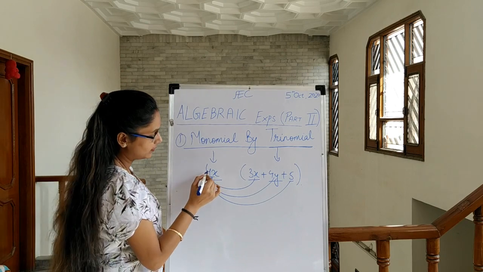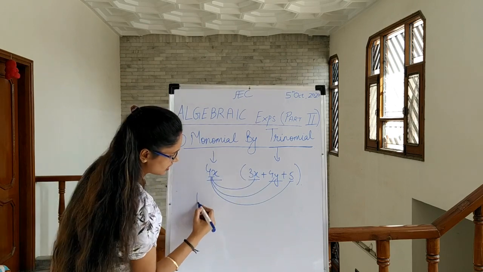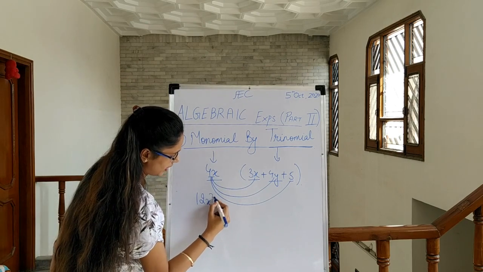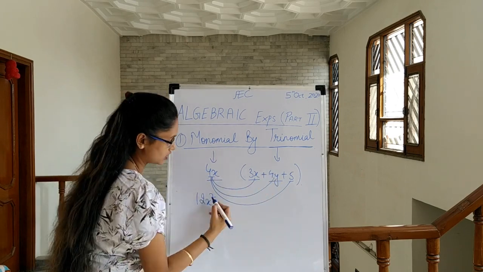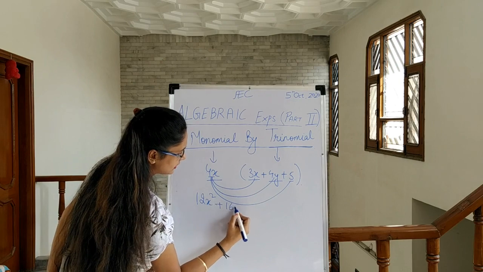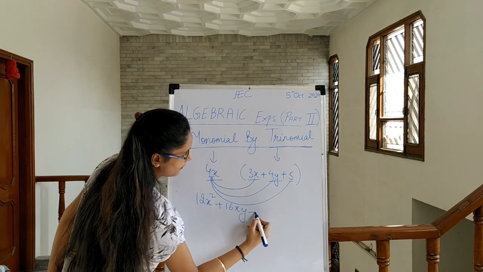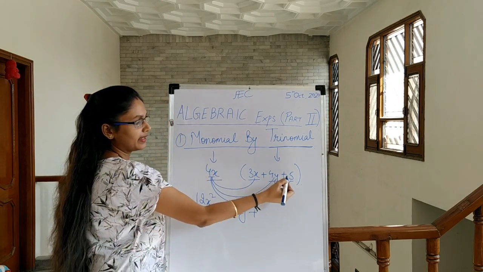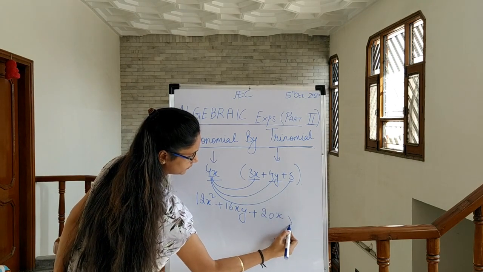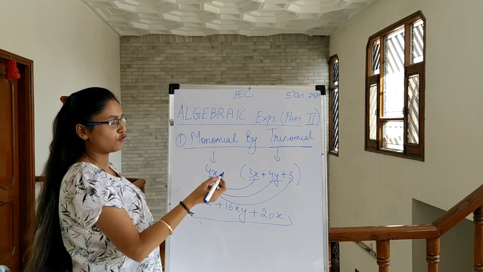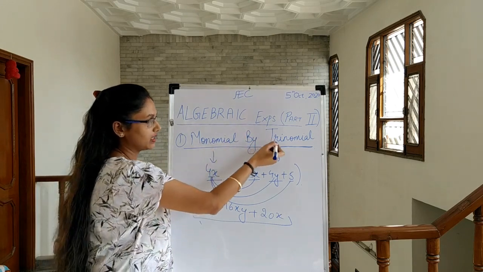So first I'm going to multiply 4x by 3x, which is 12x square. Now I'm going to multiply 4x by 4y. So here it will come 16xy plus 4x multiplied by 5. So here it will be 20x. So this is your answer for when you multiply monomial by a trinomial.